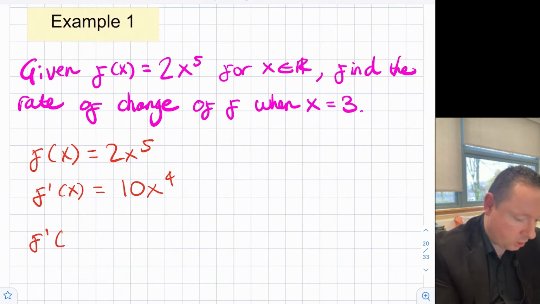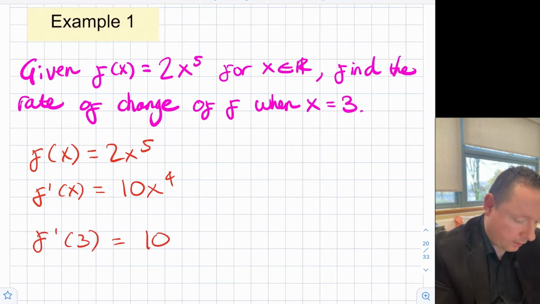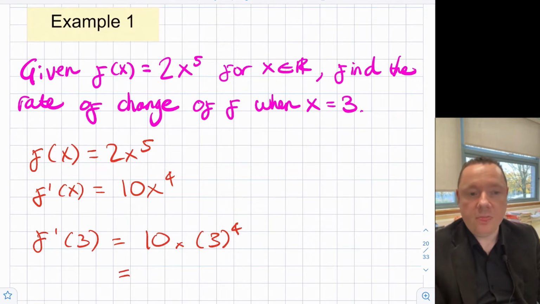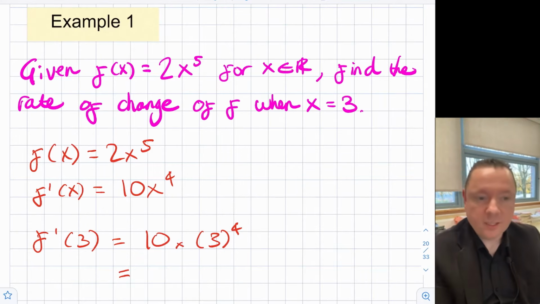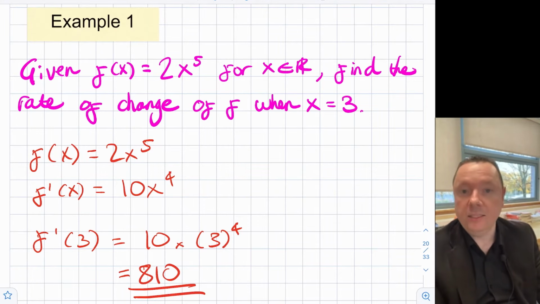So f dash 3 equals 10 times 3 to the power of 4. So we need to work out 10 times 3 to the power of 4. You can use the calculator for that. 3 times 3 is 9, times 3 is 27, times 3 is 81, times an extra 10 makes 810. So our rate of change is 810 at x equal to 3.